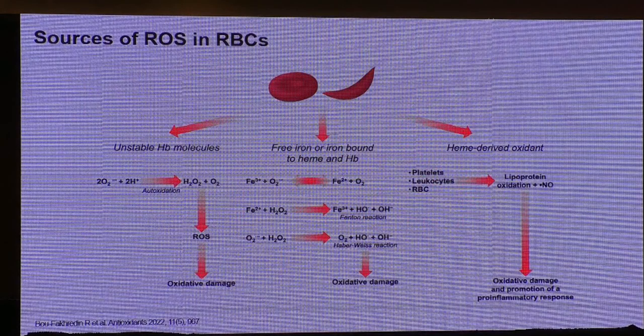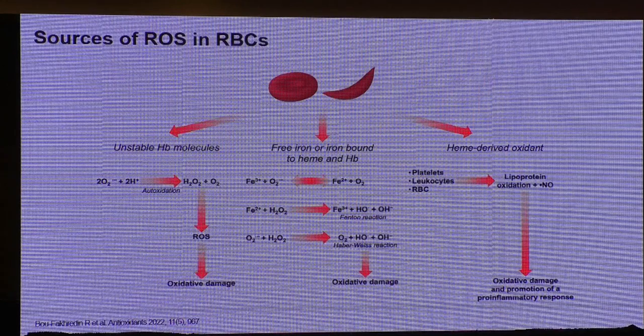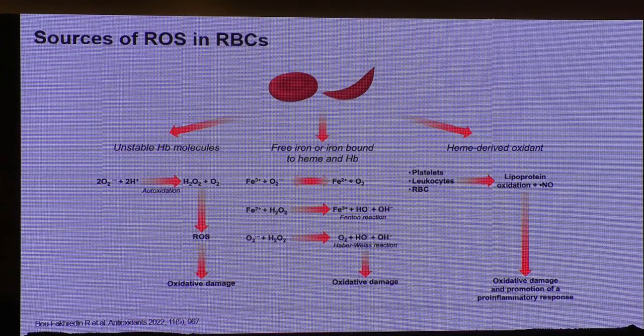So looking at sources of reactive oxygen species in red blood cells, if we start from left to right, you can see that the process of autooxidation from oxygenated hemoglobin to methemoglobin is one of the main processes that actually occurs in beta-thalassemia due to instability of hemoglobin molecules, and this leads to ROS production and oxidative damage. But we can also see that iron, whether it's in its free form or bound to heme and hemoglobin, can also act as part of the Fenton reaction, the Haber-Weiss reaction, and cause oxidative damage.